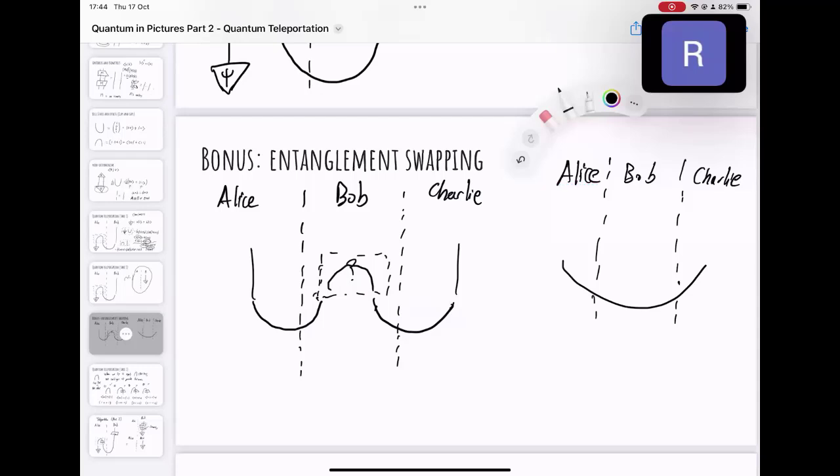And yeah, the idea is exactly the same. Bob can apply this Bell test and get an error. And as long as Bob communicates that error to Charlie or Alice, then they can make the correction. And now they end up with a longer entanglement between themselves without Bob.